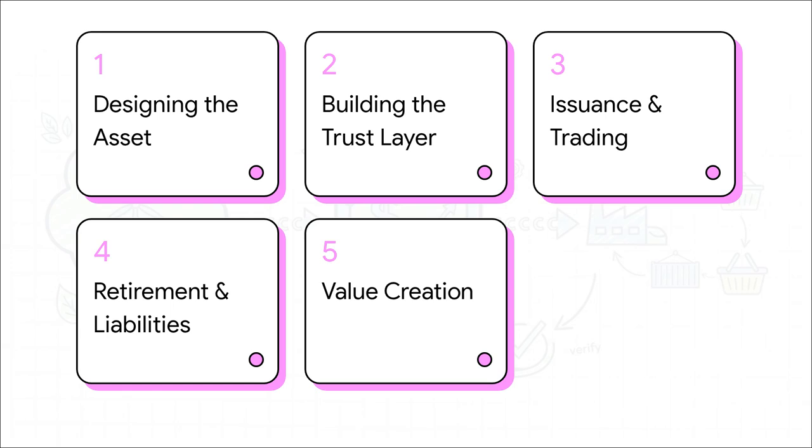To see how this transformation happens, we're going to walk through the 5 main phases of the carbon credit life cycle: designing the carbon asset, building the trust layer, issuance and market trading, retirement and future liabilities, and finally, value creation and destruction. But honestly, don't think of this as a simple, easy checklist. It's much more like a treacherous risk pipeline.